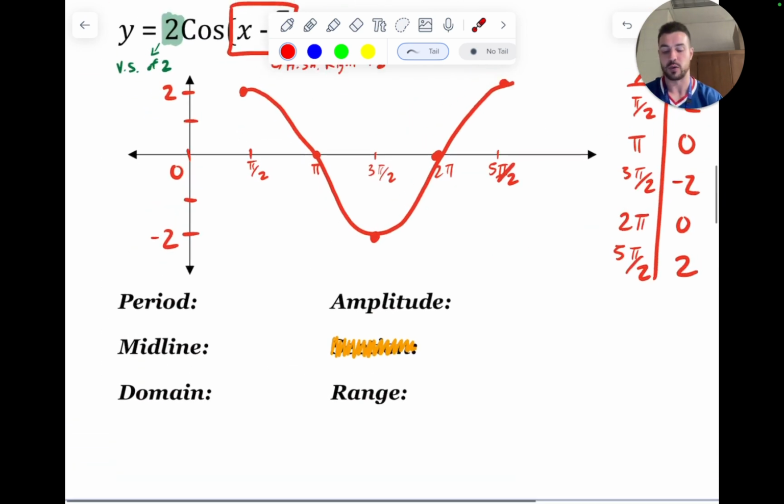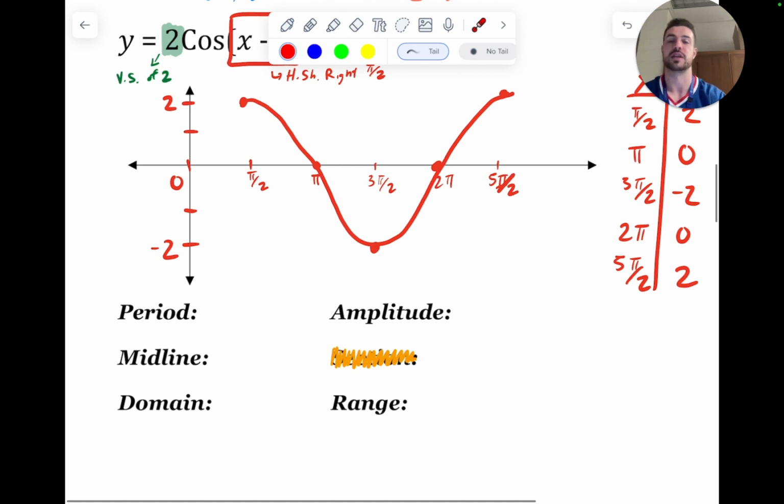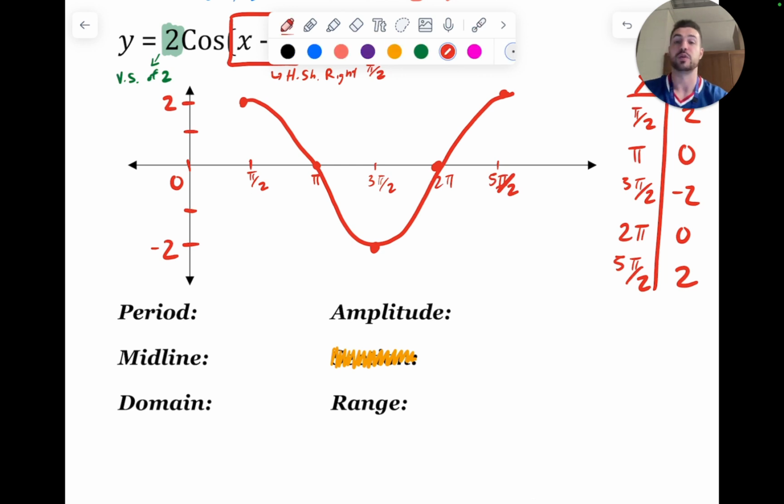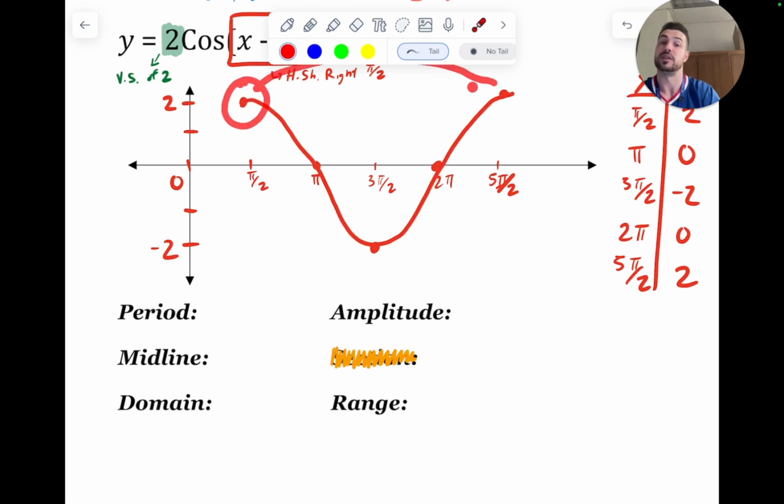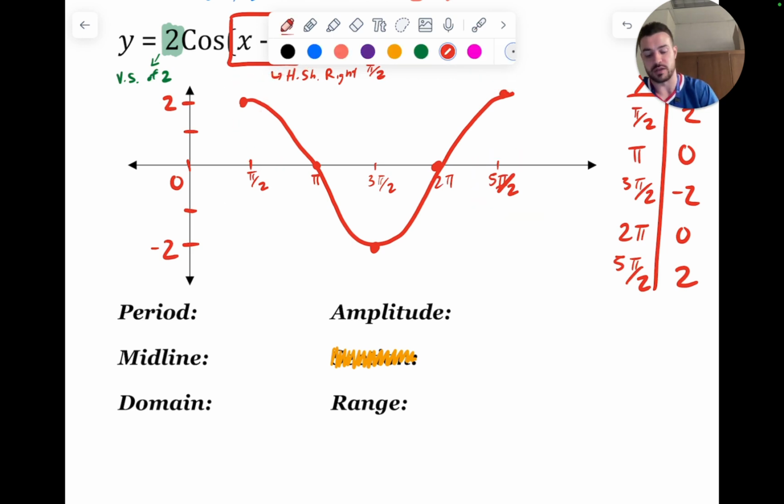Finally, we just have to do our analysis questions, the characteristics down at the bottom. So first we have the period. So again, how long does it take for us to repeat all of our values? As you can see, we go from 2 back to 2. And the difference between these two values is 2 pi. Again, that is almost always going to be the case, at least for us right now.